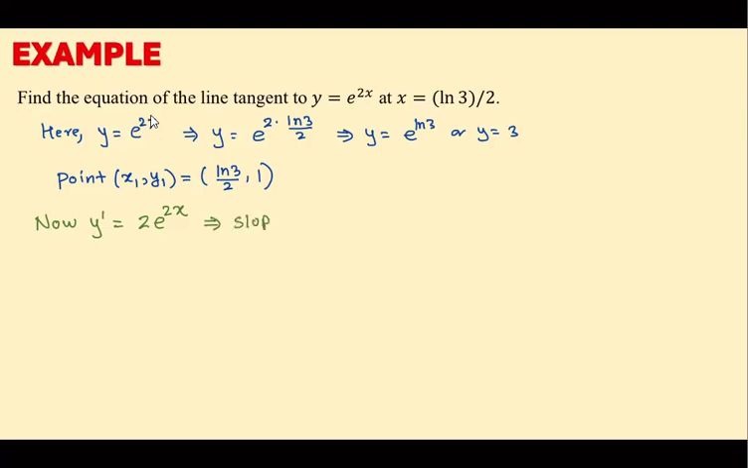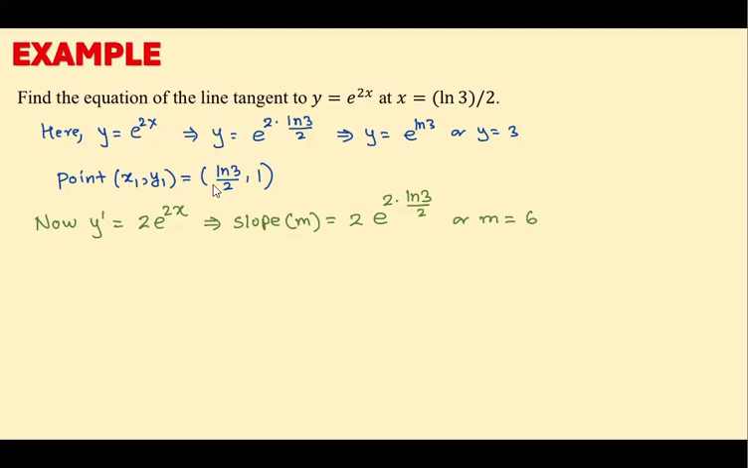So the slope will be equal to 2 times e raised to 2 times, plugging in the value of x, natural log 3 divided by 2. We get m equals, let's simplify: the 2 and 2 cancel. e raised to natural log 3 is 3, as we have seen in the previous step. And 3 times 2 is 6. So the slope is 6.